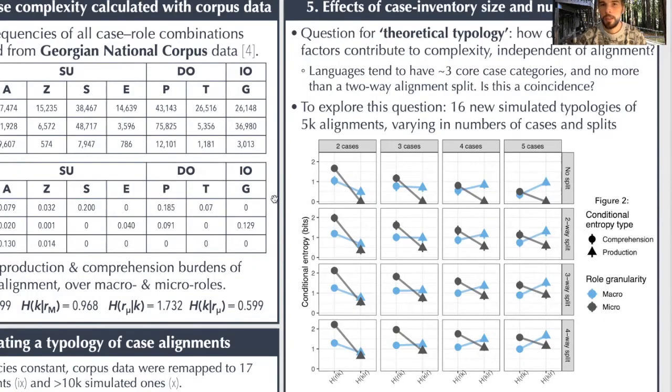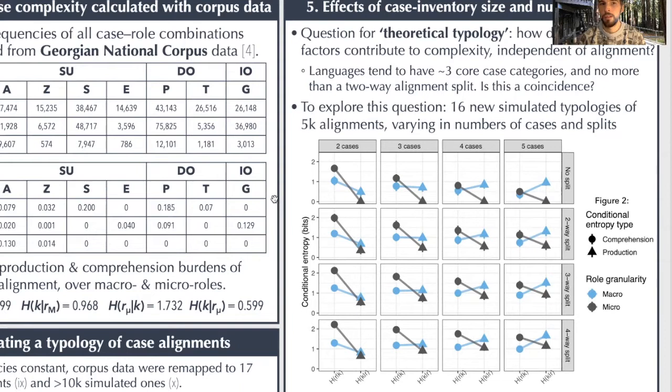I want to wrap things up by talking about a question in a domain you might call theoretical typology. So how do two specific grammatical parameters, number of cases in a language and the number of splits, how do those factors contribute to complexity of a case system, independent of, you know, ergativity, accusativity, and so on? What inspired me to think about this question is that, in my own typological investigation, it seems like languages tend to have about 3 case categories to mark core arguments: subjects, direct objects, and indirect objects.